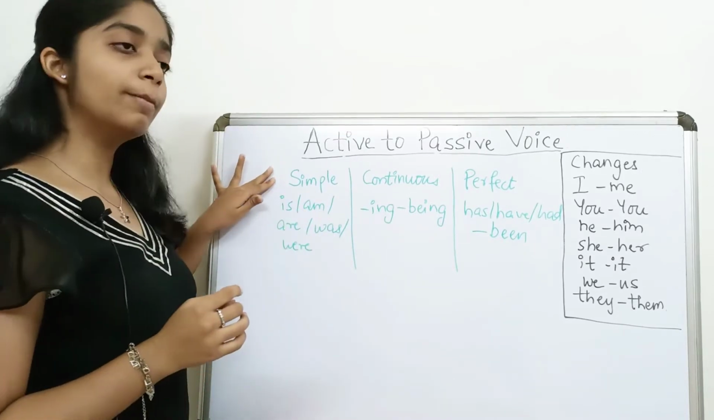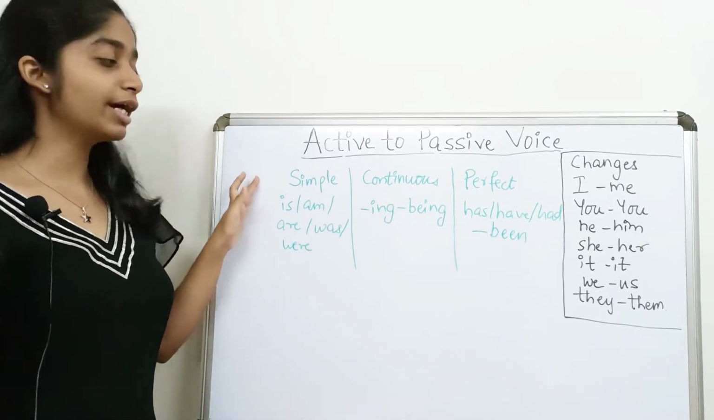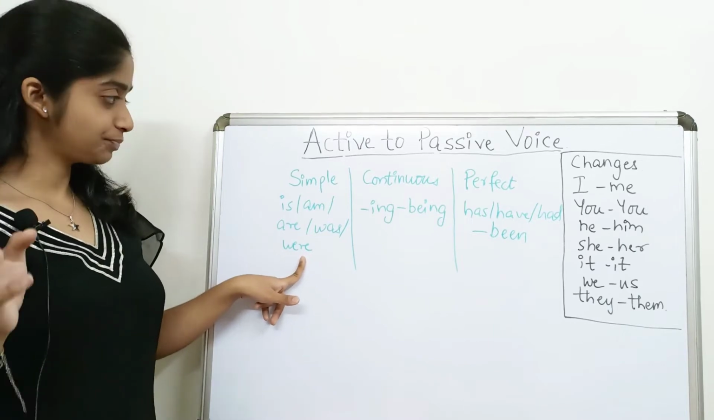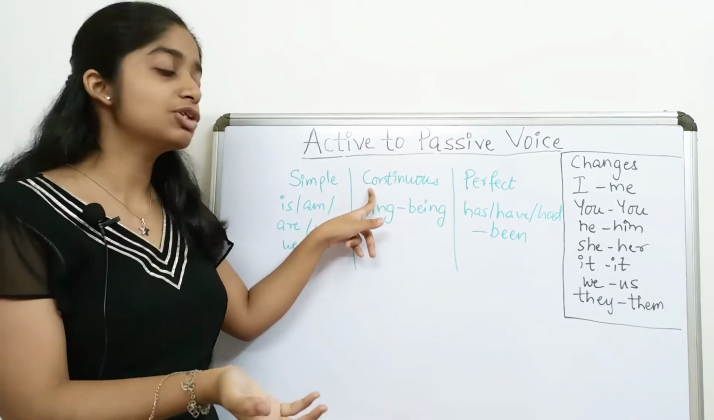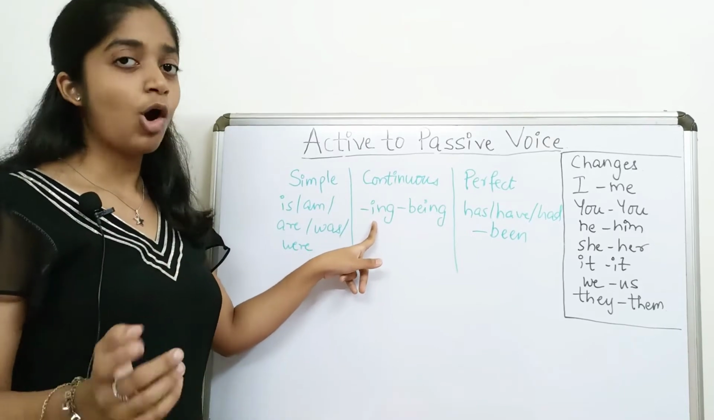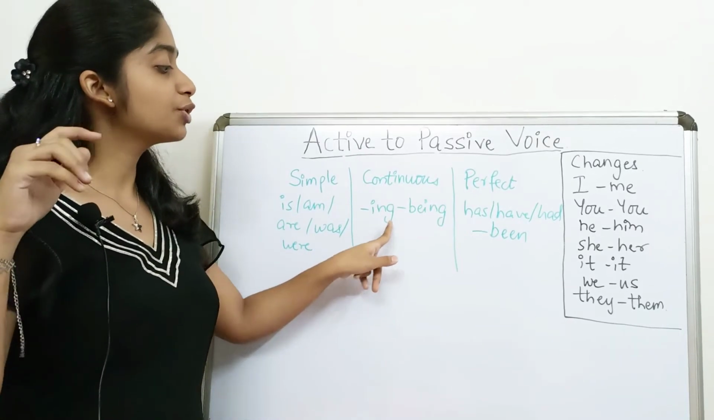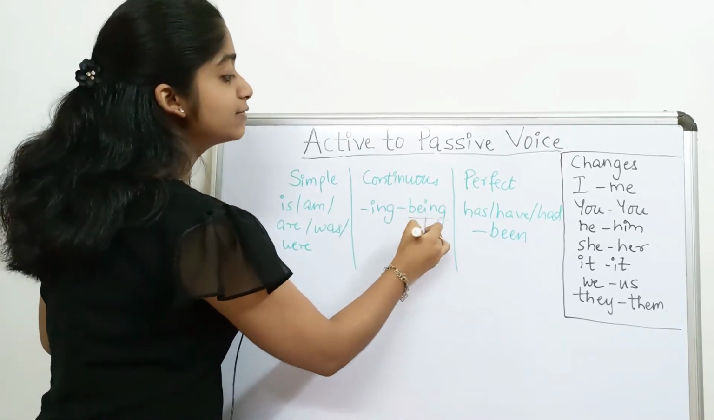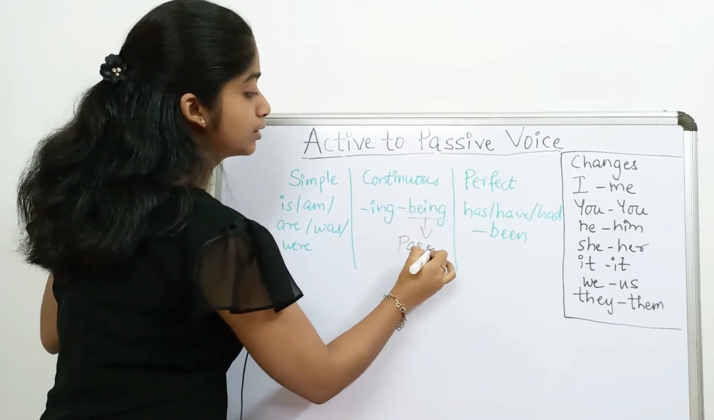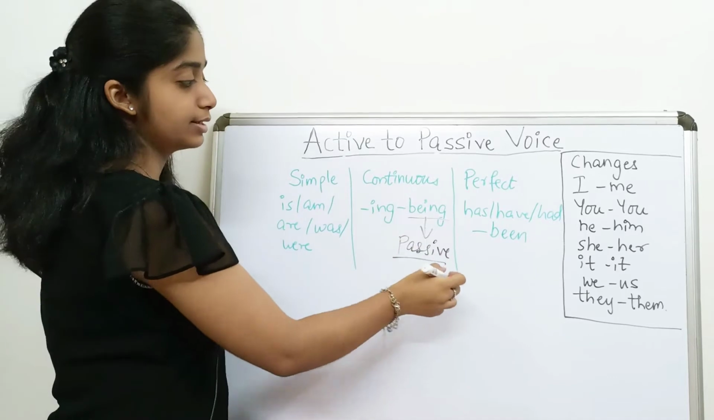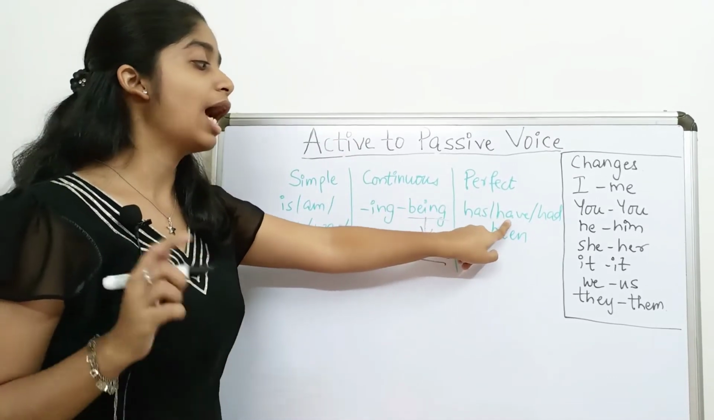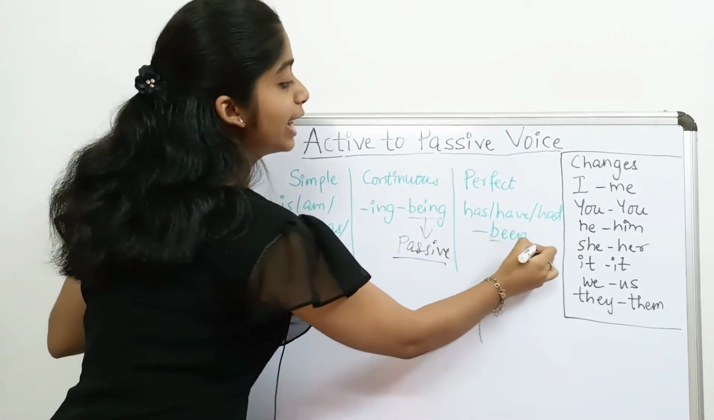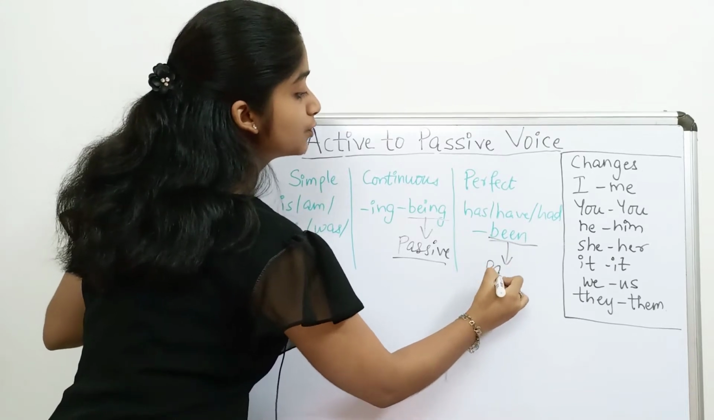So whenever we come across a simple type of sentence, we can use is, am, are in the present tense, was, were in the past tense. Whenever we come across continuous sentences, I am writing a letter or I was writing a letter, we have to use being, B-E-I-N-G, in the passive sentence. And whenever we come across has or have in the present tense or had in the past tense, we have to use B-E-E-N, been, in the passive voice.